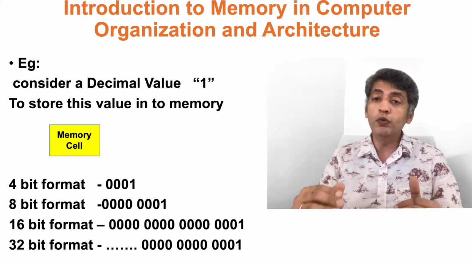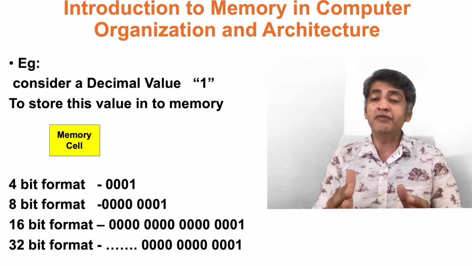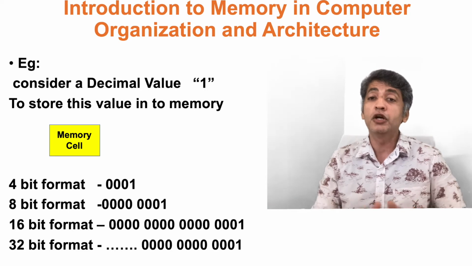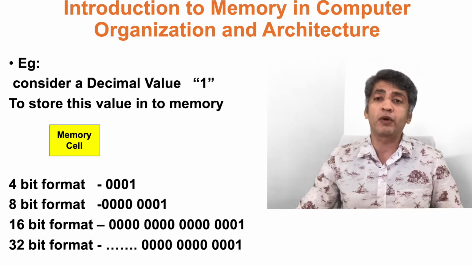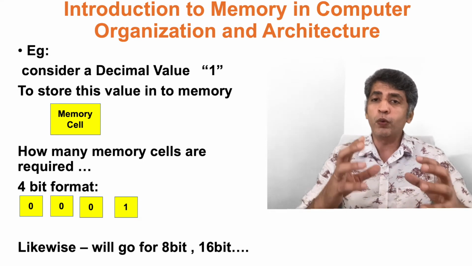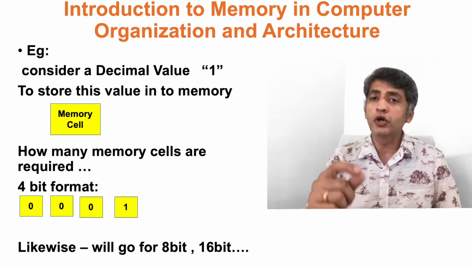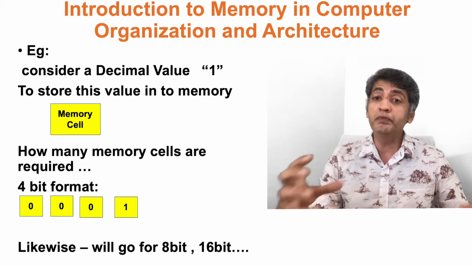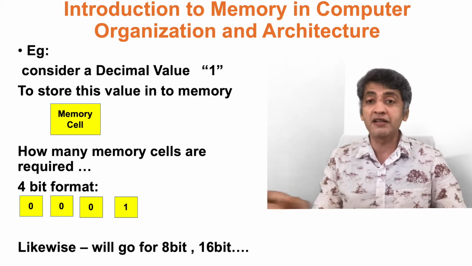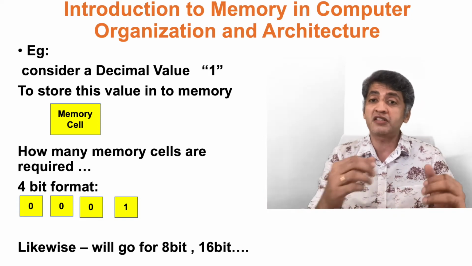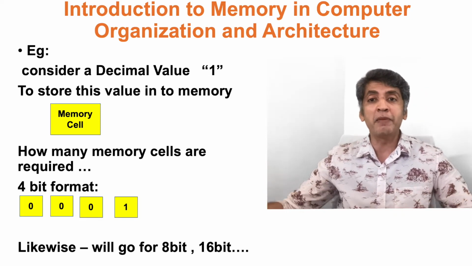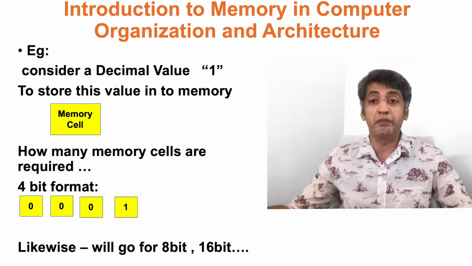Now, if you want to store this decimal value in the 4-bit format in your memory, how many memory cells are required? 4 memory cells are required, right? On the next screen, you can see that one memory cell can hold only 1 bit, so to store 4 bits, 4 memory cells are required. But if you want to store the same decimal value in the 8-bit format, you need 8 memory cells to hold 8 bits.